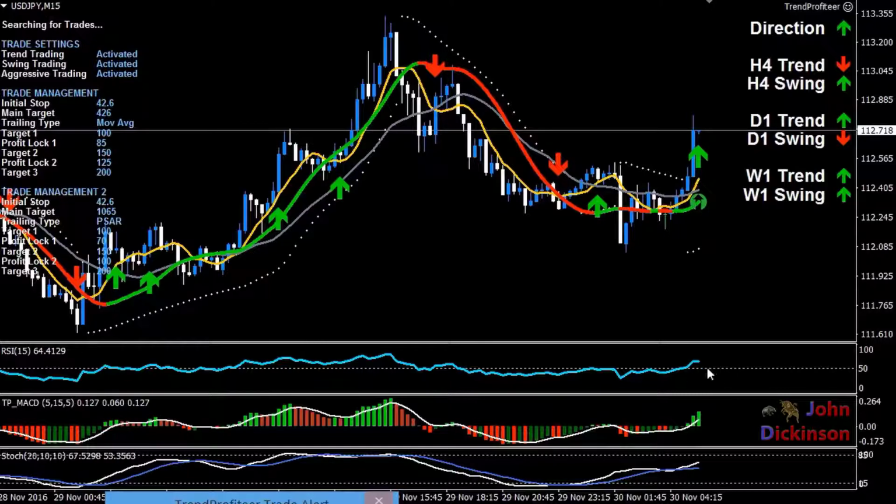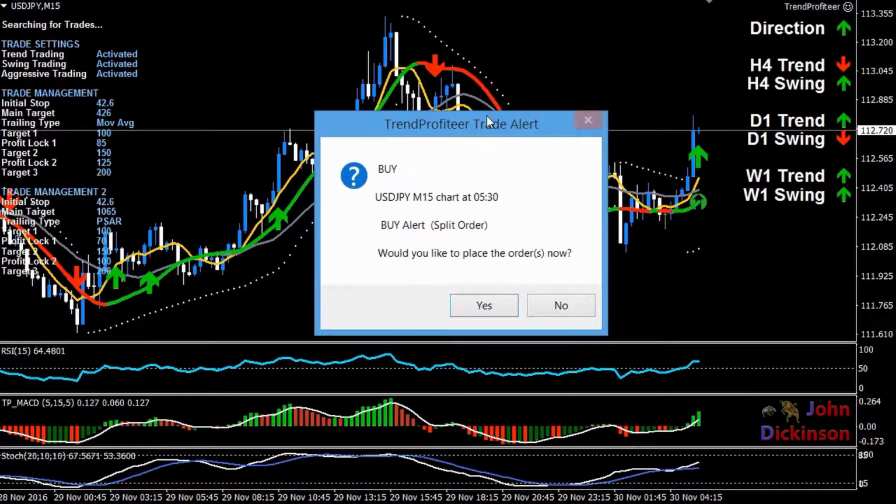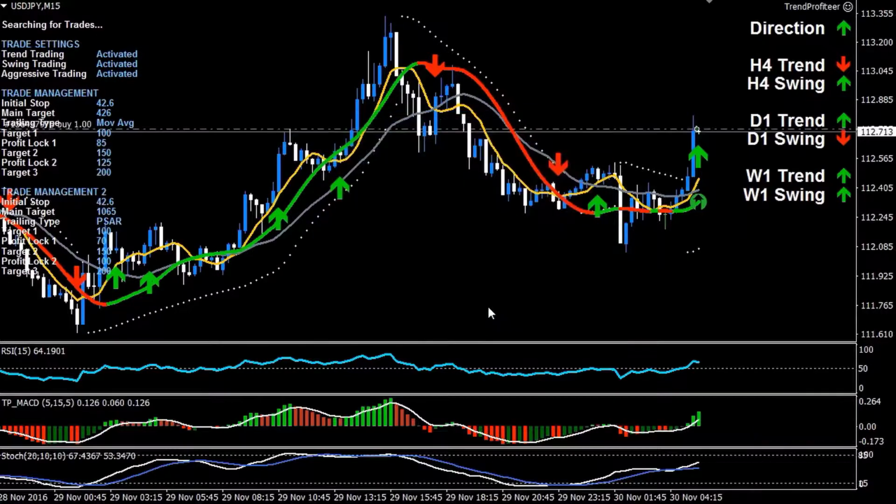So 4 out of 6 of the high time frames are pointing up. My RSI is up, my MACD is strongly up, and my stochastic has just had a recent crossover. So it's looking good all round, and I like the attack, the steepness of this particular trade. There's some nice room to move to the recent high, so I'm just going to click yes, and we'll get this trade underway. So there you go.